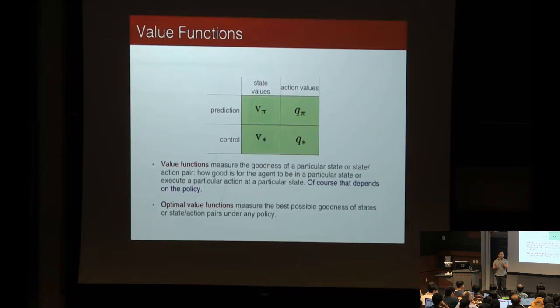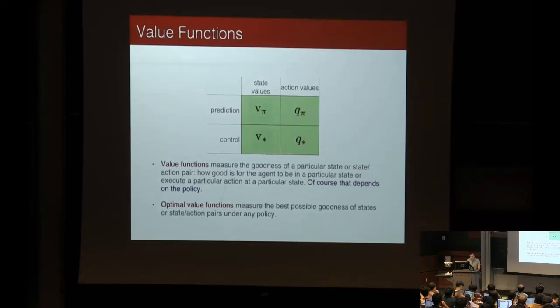But if your policy is to move to the right, if you're in this particular state and your policy says with probability 1, move to the right, then the value of the state is not so bad, right? Because you move to the right and then you do something and get some positive reward. So a lot of it depends. That's why these value functions are functions of the policy, right?